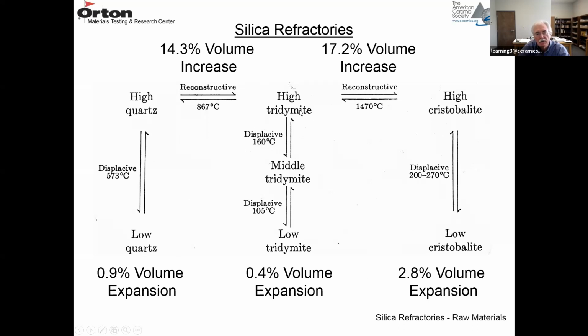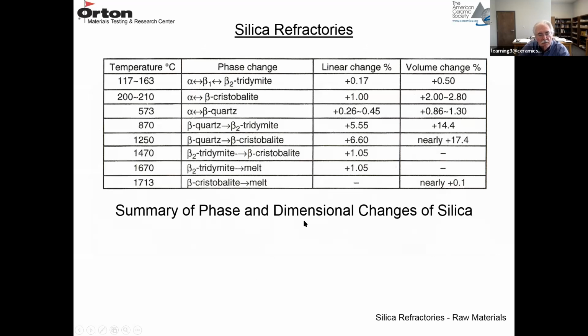Quartz, you're going to end up with a combination of tridymite and high cristobalite. You've gone through these reconstructive changes, so you don't have to worry about these large volume changes, but you still have the displacive volume expansions. So this summarizes the phases and dimensional changes with the crystal structures in silica.